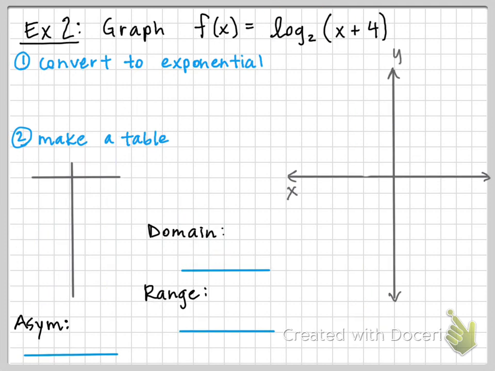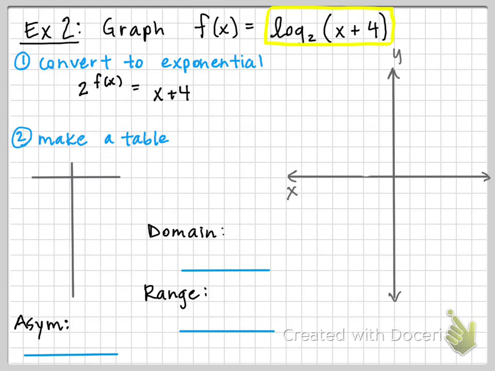Next example. Graph f of x, which is log base 2 of x plus 4. Again, the first question you want to ask is, is your log isolated? Is there an a value? No, it's 1. And is there a k value? No, it's 0. So then you can convert it to exponential. We're going to take the base, which is 2, raise it to the power f of x, and set that equal to x plus 4, our argument.